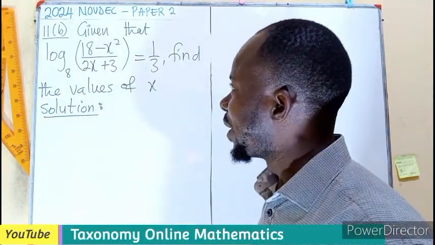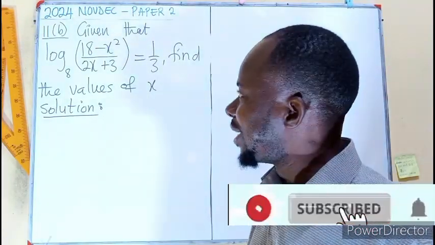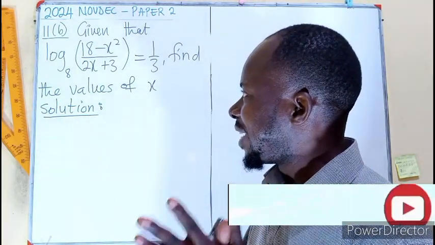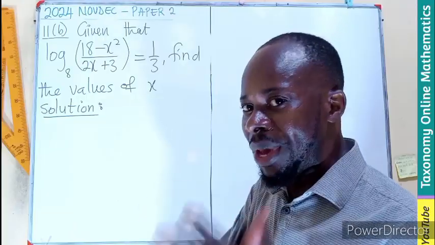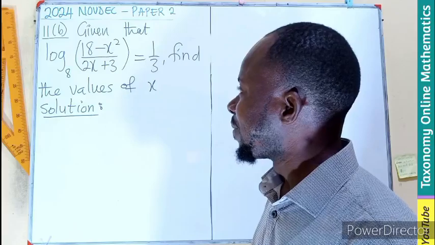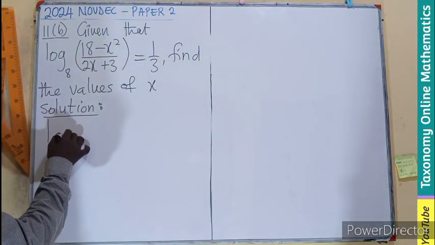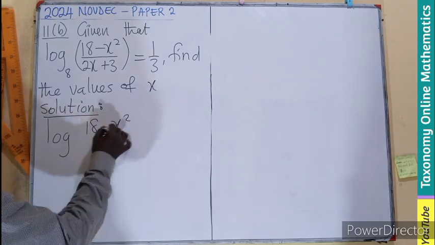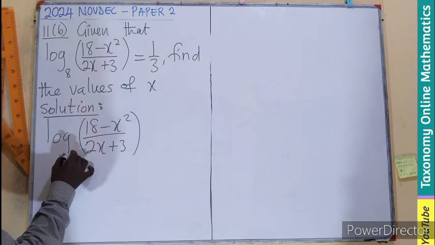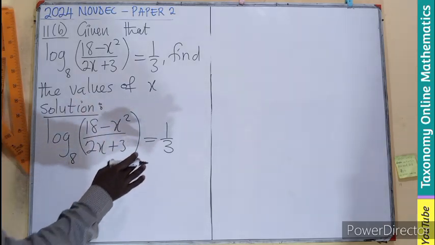A very simple question on logarithm that came for WASSCE NOV-DEC, that is November, December 2024. Given that the logarithm of (18 minus x squared) divided by (2x plus 3) to the base of 8 is 1/3, we have to find the value of x. Now remember, this is in the logarithmic form, as in log of (18 minus x squared) divided by (2x plus 3), the base of 8 is equal to 1/3, meaning everything here when computed will give us what?